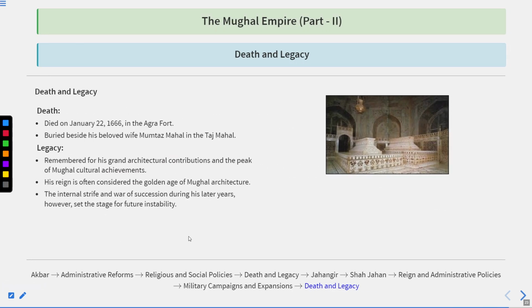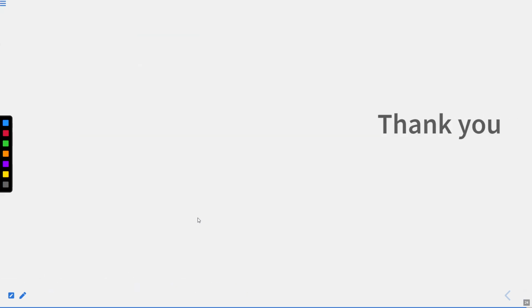Death and legacy. On January 22, 1666, he died in Agra Fort. He is buried beside his beloved Mumtaz Mahal in the Taj Mahal. Legacy. He is remembered for his grand architectural contributions and the peak of Mughal cultural achievement. His reign is often considered the golden age of Mughal architecture, as lots of Mughal architecture was established during the time of Shah Jahan. The internal strife and war of succession during his later years, however, set the stage for further instability. After the death of Shah Jahan, his son Aurangzeb became the next ruler.